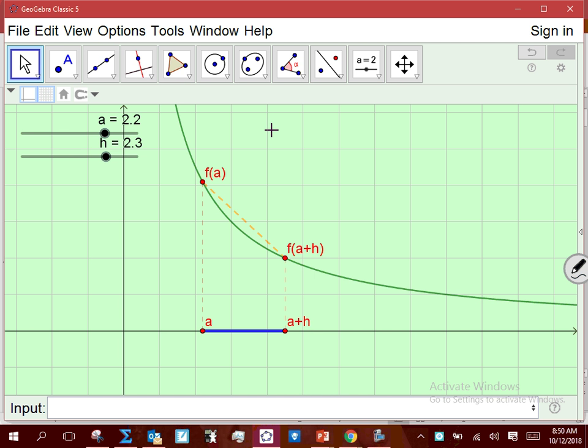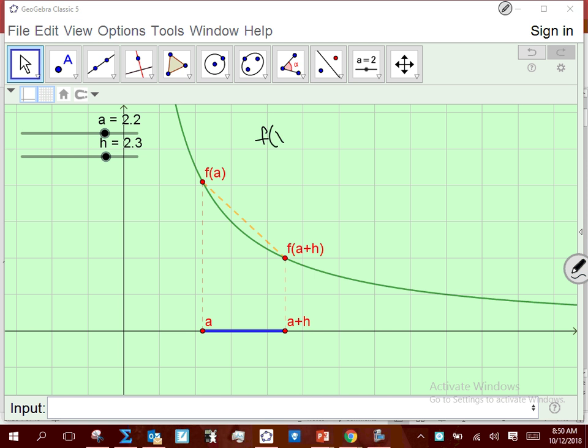This function was f of t, or I'm just going to call it f of x actually, is equal to 9 over x. So we wanted to evaluate this thing at x equals a and x equals a plus h. Keeping in line with how we usually do this with lines, most people will say this is my x sub 2 and this is my x sub 1, and this is my y sub 2 and my y sub 1, right? Does that make sense? So let's do it that way.